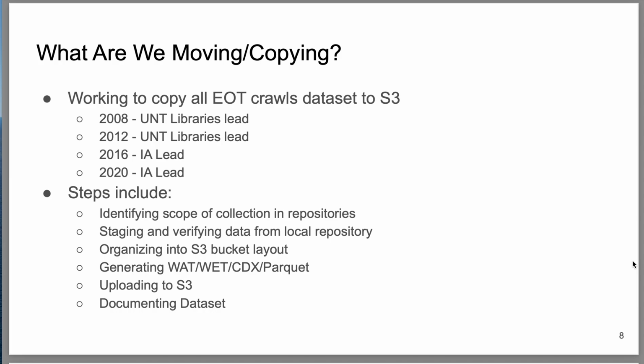And so the steps are: identifying the collection within our own respective repositories, staging and verifying, organizing it into the bucket layout that we've just previously mentioned, which we generally just refer to as that common crawl structure, generating any of the derivative files that we need, and then we upload that to S3 and then document the data set.